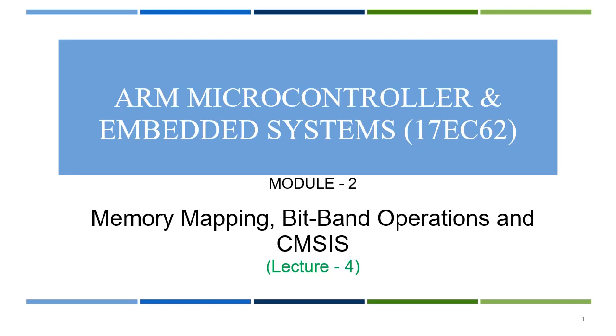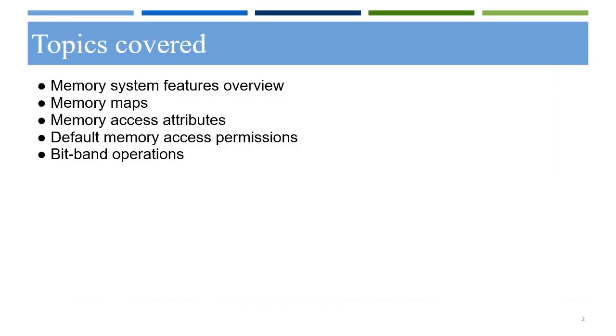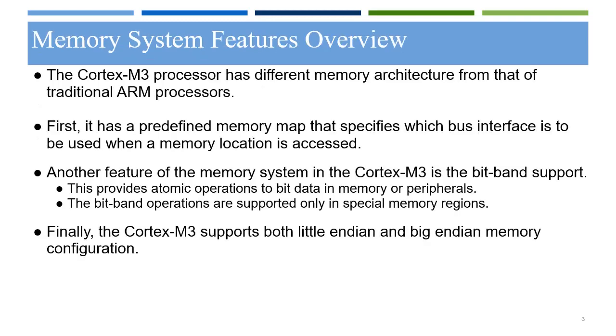Hello everyone. This video is on Module 2: Memory Mapping, Bitband Operations and CMSIS. In this video I am covering only memory mapping and bitband operations. Topics I am going to cover are memory system features overview, memory maps, memory access attributes, default memory access permissions, and bitband operations.